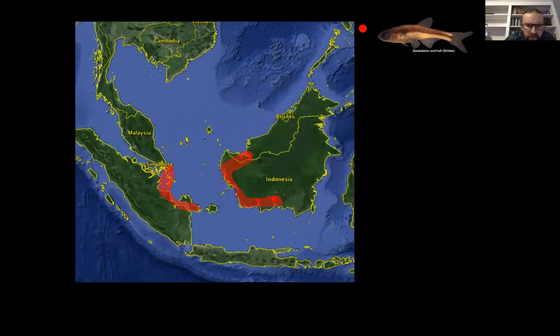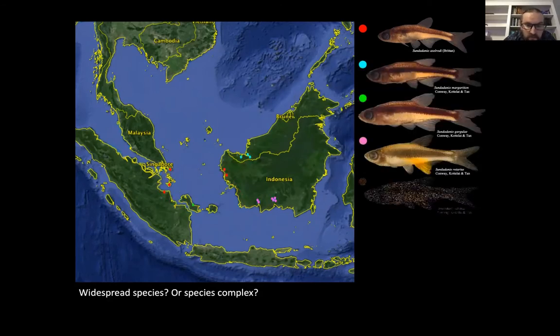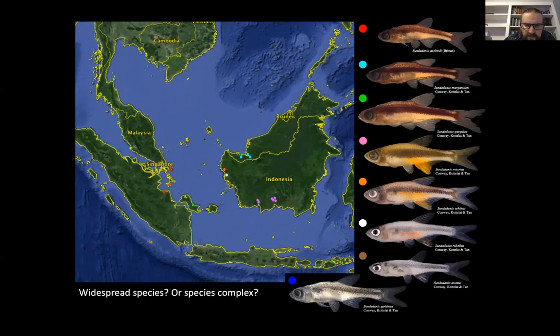So as for Cyrenacus, what I did with Sundadanio was I started to look at them in detail, and what I concluded was that this wasn't a single widespread species, but in fact it was multiple species, and almost every peat swamp that we looked at had, in my opinion, its own endemic species of Sundadanio.